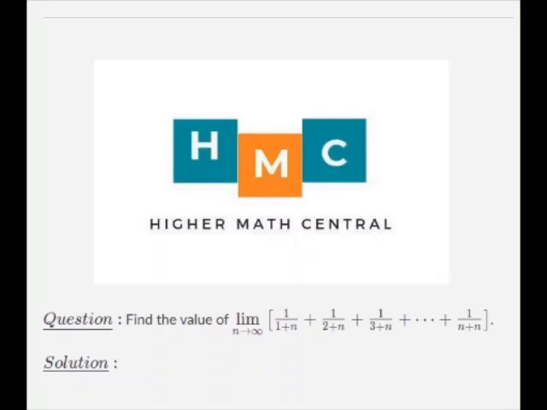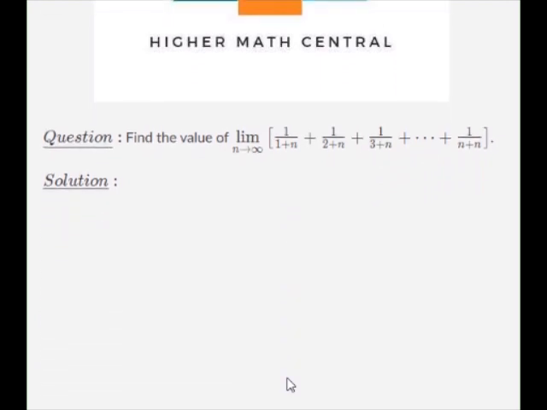Today we are going to discuss a question on real analysis, and the statement of the question is: find the value of the limit as n tends to infinity of (1/(1+n) + 1/(2+n) + similar terms up to 1/(n+n)). Now let us try to solve this.